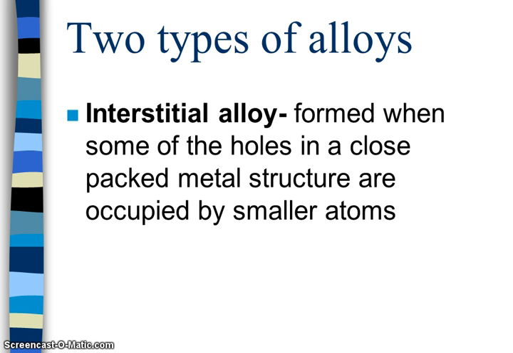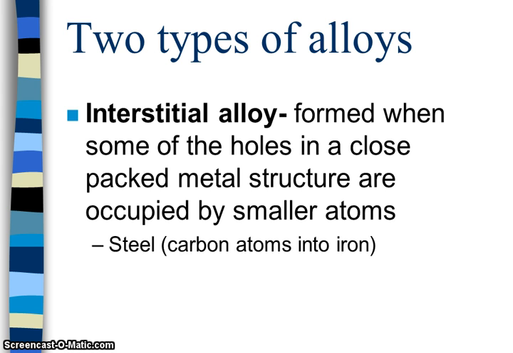Our second type of alloy is called an interstitial alloy. And the term interstitial means between. So when we look at interstitial alloys, they're formed when some of the holes between the metal atoms are occupied by smaller atoms. And a good example of an interstitial alloy is steel. Steel is made up of metal atoms of iron, and within the spaces between those iron atoms, carbon atoms are filled in.